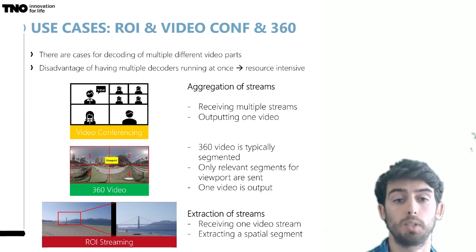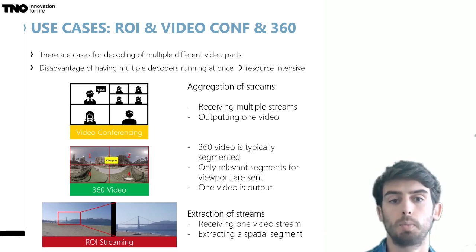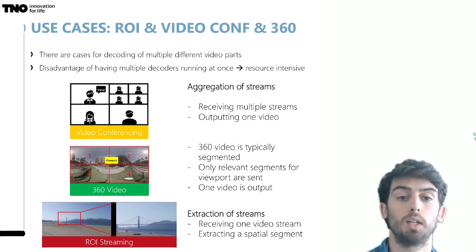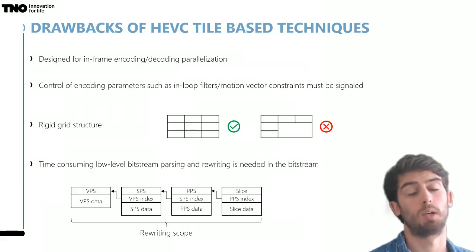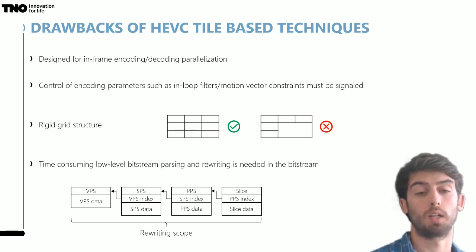The aggregation could be something like teleconferencing, where you might receive multiple streams from multiple users, or in a 360 use case, where you might break up the video and only send the parts where the viewer is actually looking. Then, when you have large panoramas, you might want to extract certain sub-parts of it, and that's the other use case we're looking at.